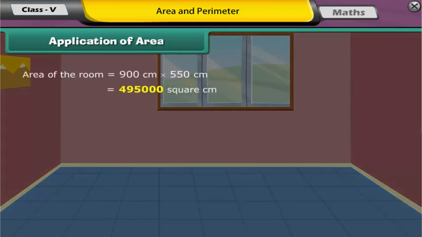Area of the room is equal to the length multiplied by the width. It is equal to 4,95,000 square centimeters.